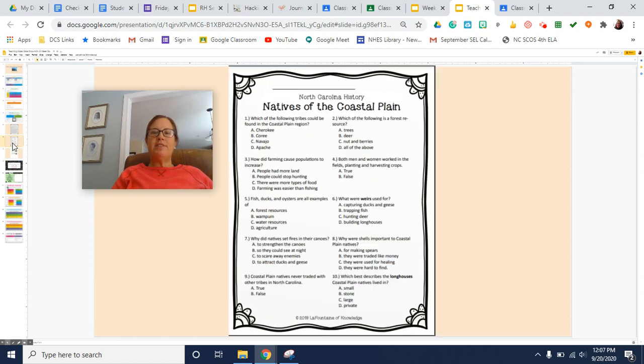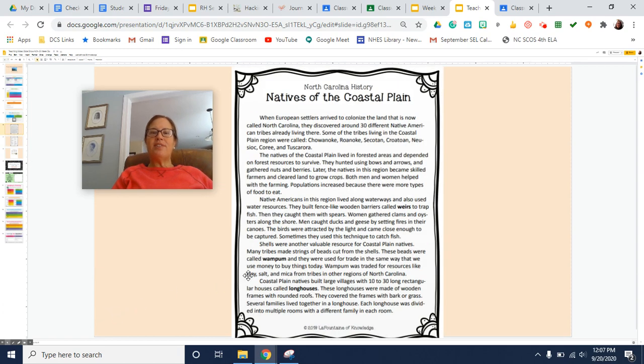And let's look at number 7 now that you're back. The correct answer is D, to attract ducks and geese. You have 3 left. Number 8, why were shells important to the coastal plain natives? Now I know why shells are important to me, but it's not the same reason as the Native Americans had. So what did they use shells for? It's in the text. It's in this paragraph. Please read this and find the answer.